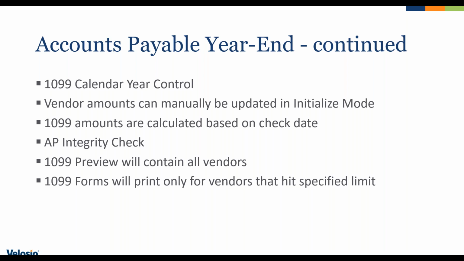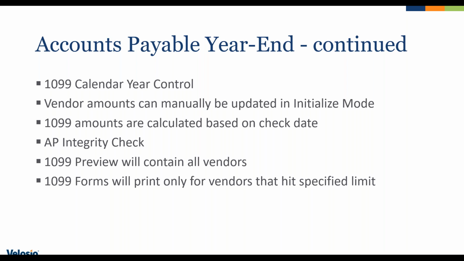There is an AP integrity check screen within the AP module, and there's an option on there that allows you to rebuild 1099 amounts. This functionality is only going to work when vendors were properly coded as 1099 vendors. They had vouchers properly coded with 1099 box numbers also. So such setup changes are not going to be retroactive.